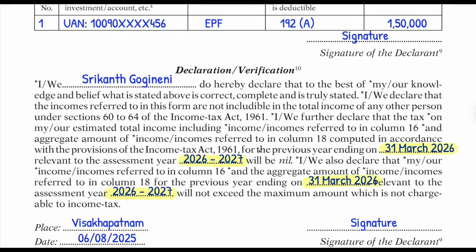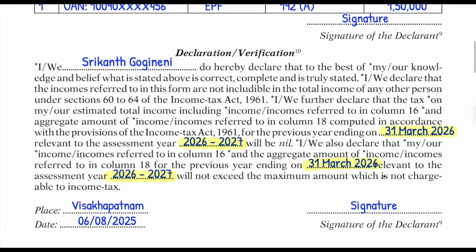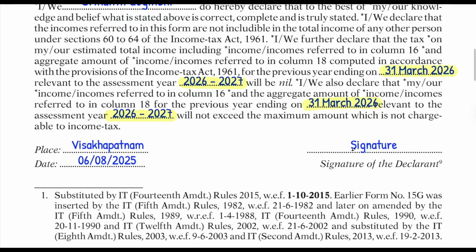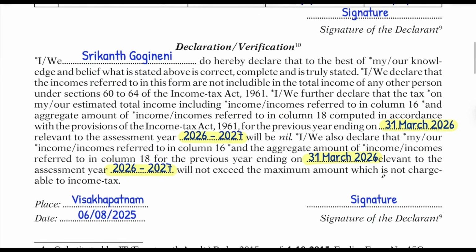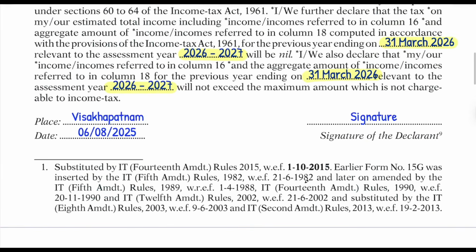The same details you have to write again. Here you can see previous year ending on is again 31 March 2026 and assessment year is 2026 to 2027. Next, write the location name and next write the date on which you are withdrawing your EPF amount. Next, again you have to put your signature. So you need to put 2 signatures in the Form 15G. So that's it. You don't need to fill anything other than Part 1.